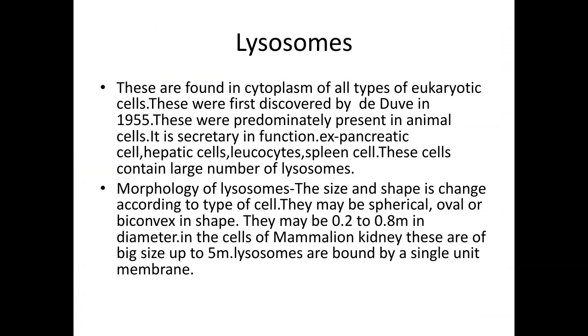Morphology of lysosome: the size and shape change according to the type of cell. They may be spherical, oval, or biconvex in shape. They may be 0.2 to 0.8 mu in diameter. In the cells of mammalian kidney, these are of big size, up to 5 mu. Lysosomes are bound by a single unit membrane.